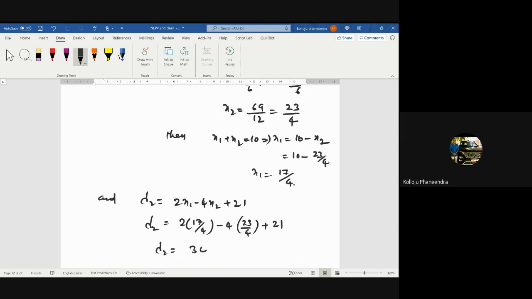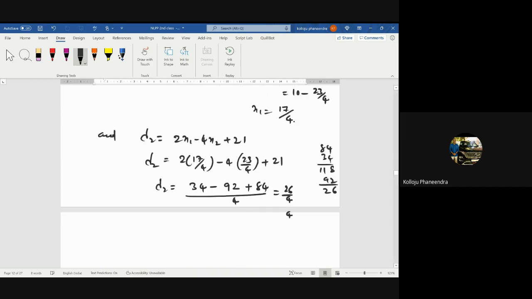So this is 34 minus 12, 92 plus 484, whole by 4. So what is this value? 84 plus 34, 8, 11 minus 92, that is 6, 26, isn't it? 26 by 4. 26 by 4 means what? Lambda 2 equals 13 by 2, greater than or equal to 0.